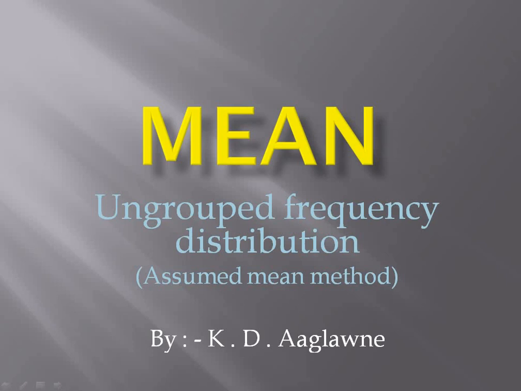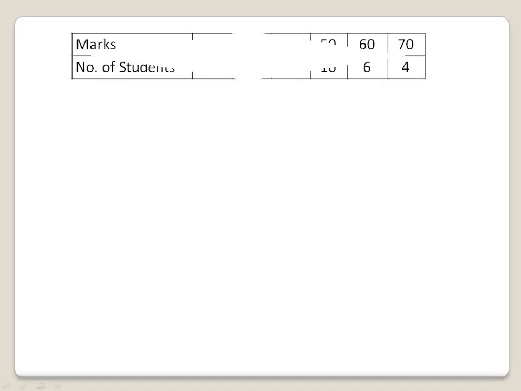Hello friends, today we are going to learn how to find mean, in another word, it is called as average, of ungrouped frequency distribution by using assumed mean method. That is, if the ungrouped frequency distribution is given, then we have to find the mean or average by using assumed mean method. Let us see one example for that.